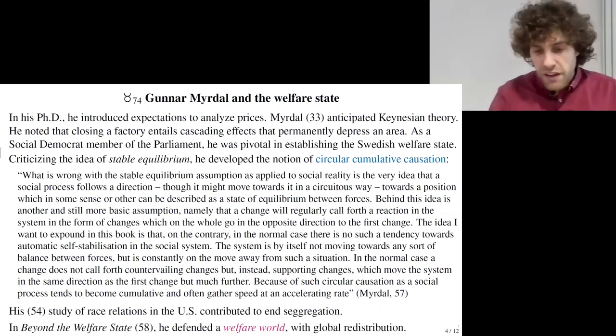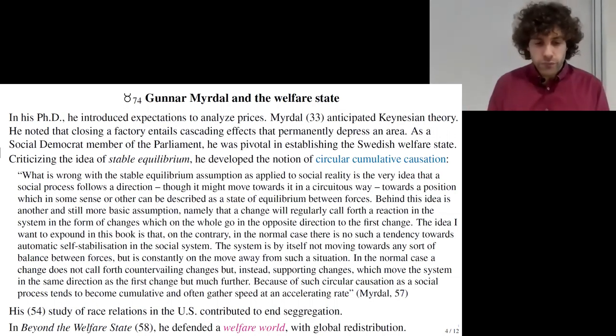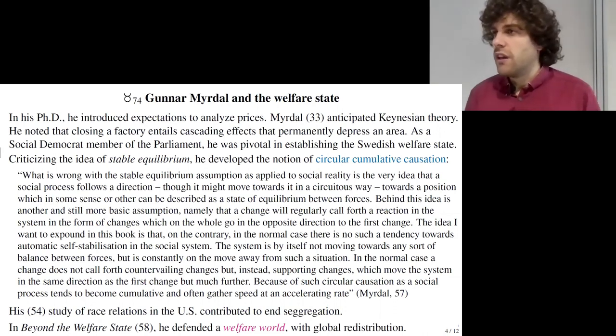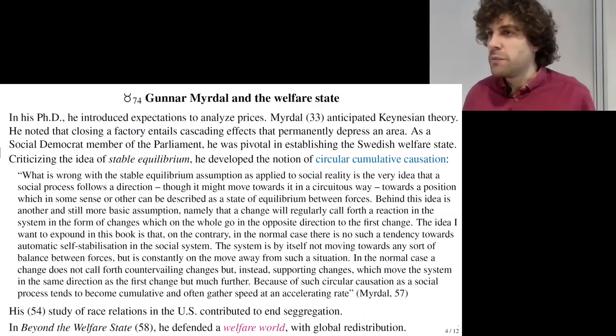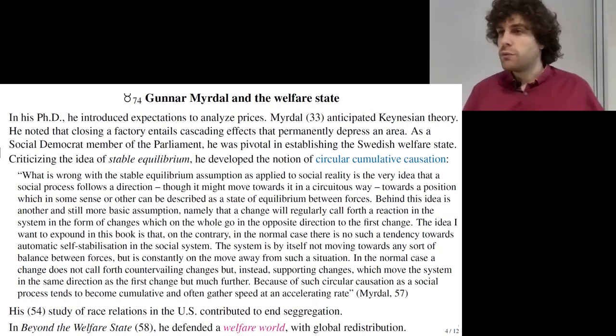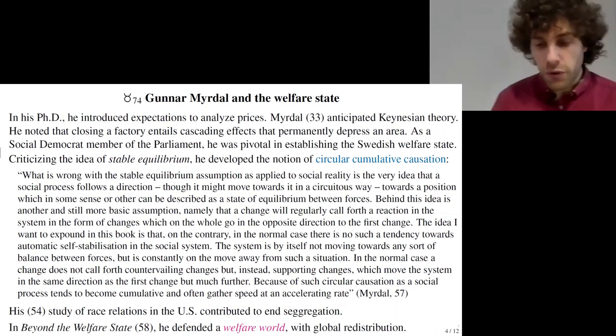And in Beyond the Welfare State, he defended a welfare world. So in his Nobel lecture, because he was also a development economist, he criticized that people lacked morality, and that if people were more moral, the US would spend less on the military and on beef or meat, and they would spend more on foreign aid. And he was calling to make at the global level the kind of redistribution that was happening successfully within a country like Sweden. This is the idea of welfare world beyond the welfare state.